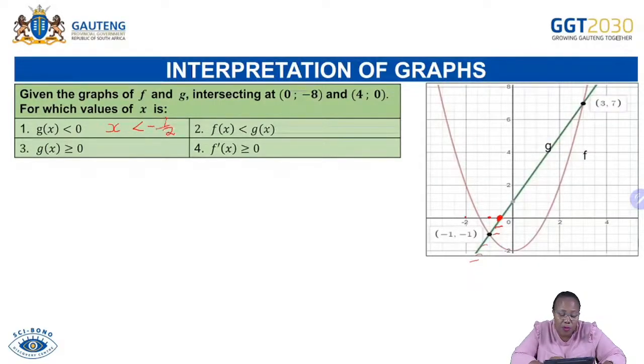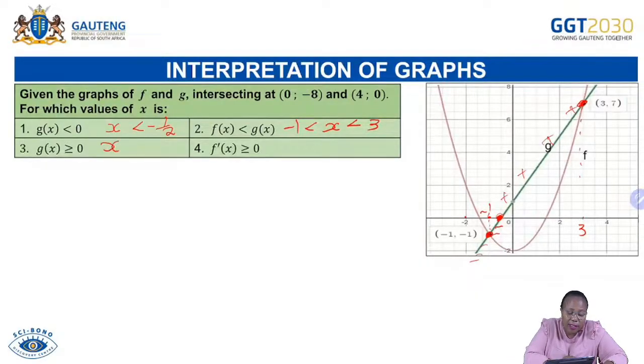Number 2, f below g. F below g is between these points here, where they are intersecting, okay? And then these graphs are intersecting at minus 1 and positive 3 there. Minus 1 and positive 3. That means it is between 3 and minus 1. And then g at x greater and equal to 0. G, the green graph, where it is positive, is up above the x-axis. That means it is x greater and equal to minus half.